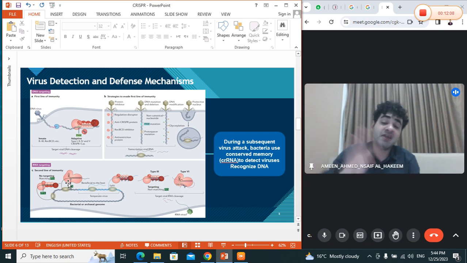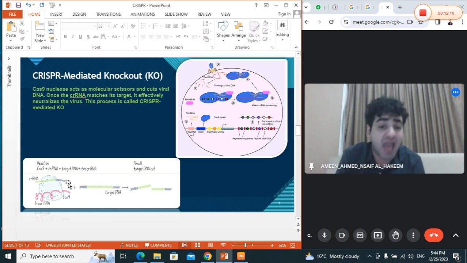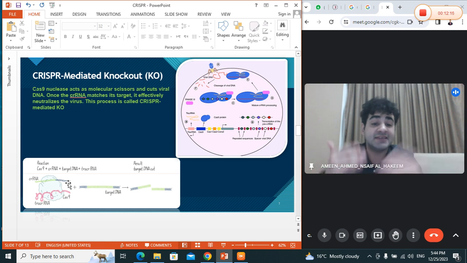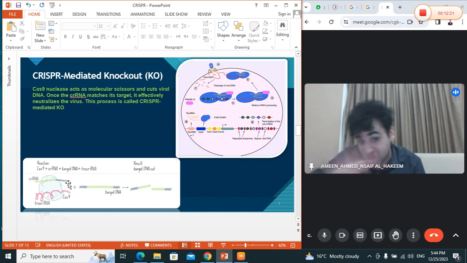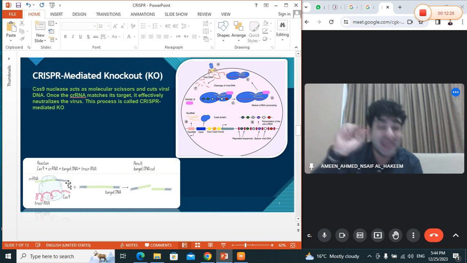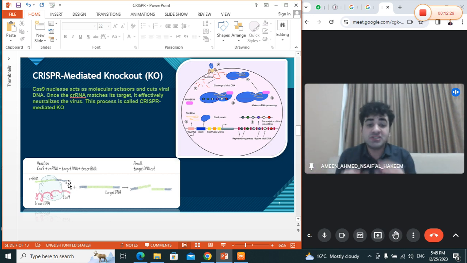Let's go to another topic: CRISPR-mediated knockout. CRISPR-mediated knockout (KO) is a genetic engineering technique that uses the CRISPR-Cas system to deactivate or knock out a specific gene within an organism's DNA. A simplified overview of the process has 5 steps: designing the guide RNA, CRISPR-Cas9, targeting a specific gene, double-strand break, and the cell repair mechanism.